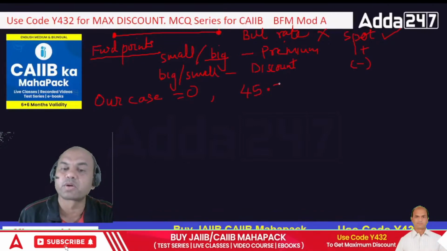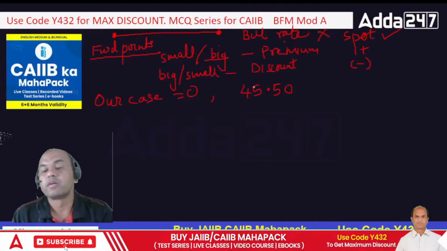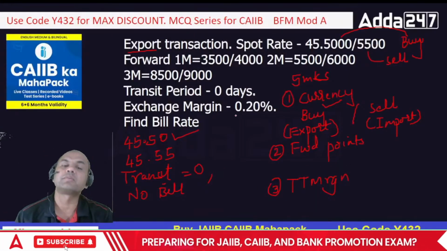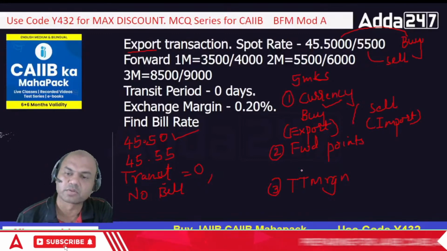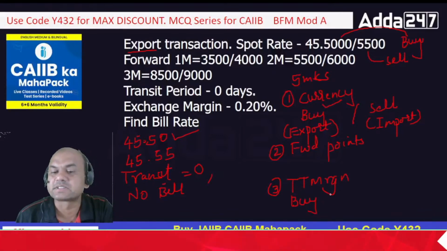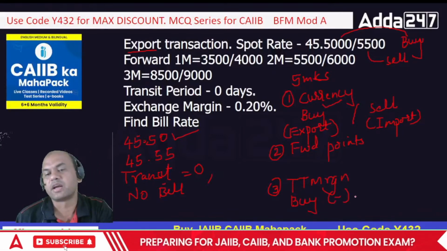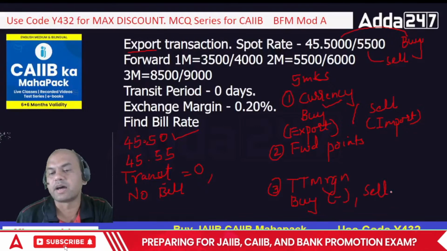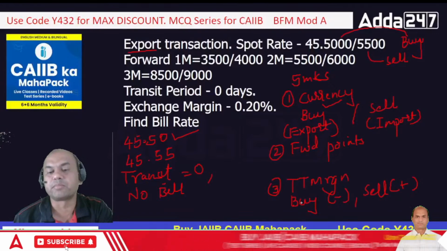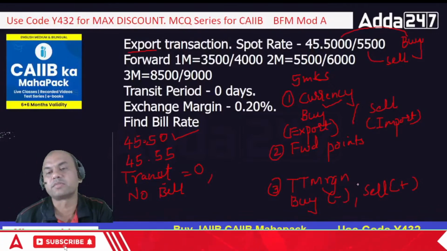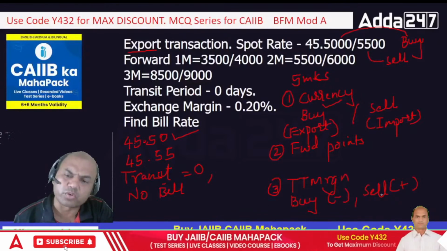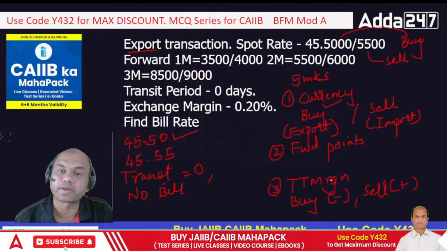But is my problem over now? No, not up till now. Why? Because the third step is remaining. What is this third step? TT margin. What about the TT margins? Here the TT margin rule is, whenever I am buying, I will subtract the TT margin, and whenever I sell, I'll add the TT margin. Remember this basic. Whenever I am buying, I'll subtract the TT margin. Whenever I am selling, I'll add the TT margin, right? But what to do? How to do this? That's again a difficult part.